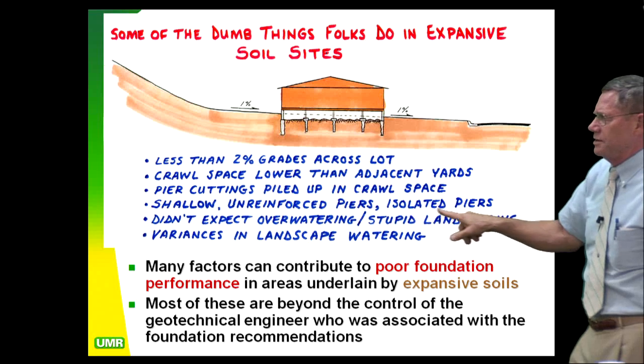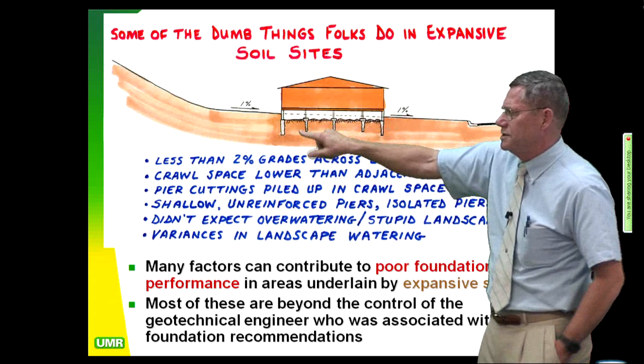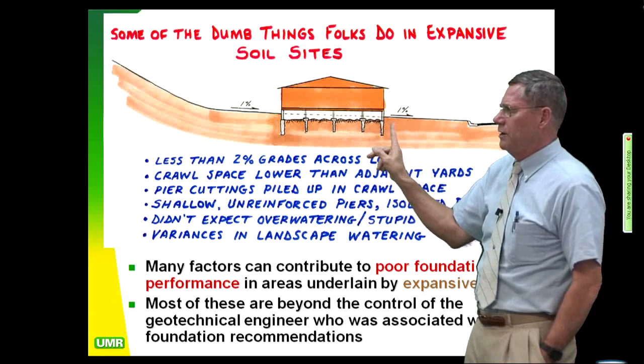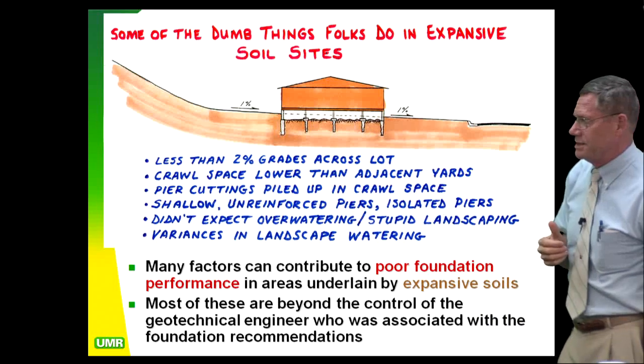And isolated piers. What I'm showing you here are isolated piers. These never work real well. Isolated piers can move around and they don't shed load off to the next adjacent pier. They don't have much redundancy at all.